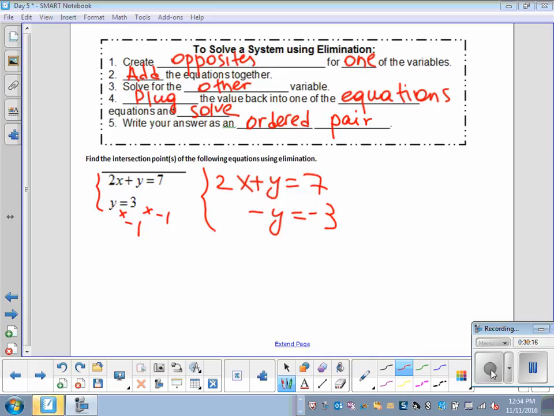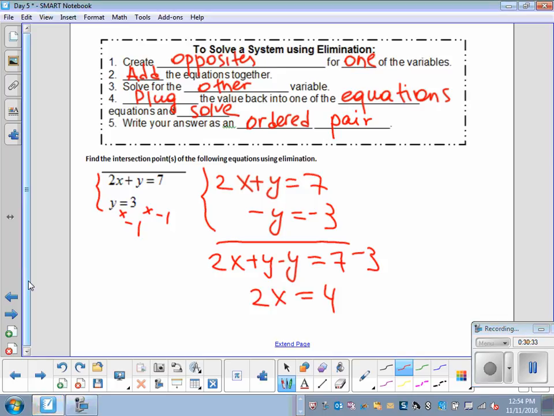Now I can add the two equations together, and what do I have? 2x plus y minus y equals 7 minus 3. So y minus y cancel out, I eliminate y, so I have 2x equals 4. And now I solve for x. I divide by 2 on both sides, and now x equals 2. And then we solve for y. I still need to find my y, so I take one of these equations, plug in my x, and find y.